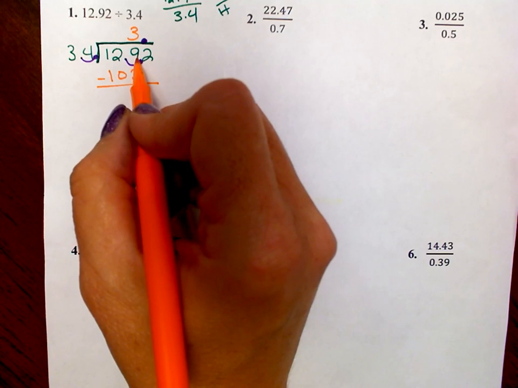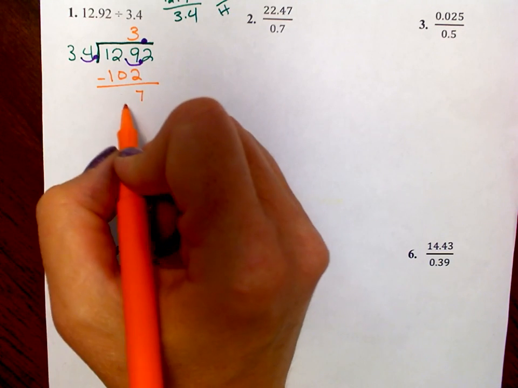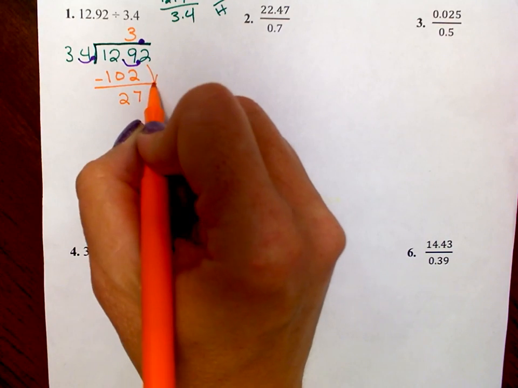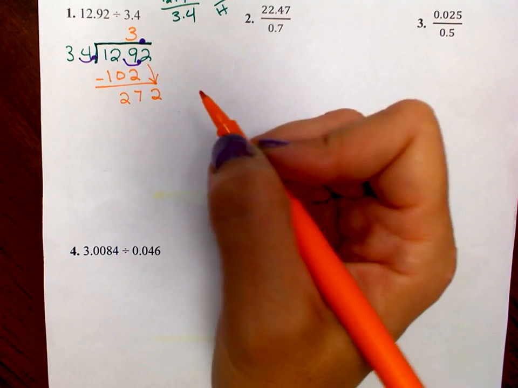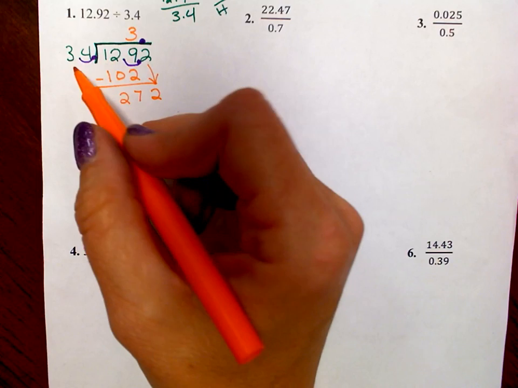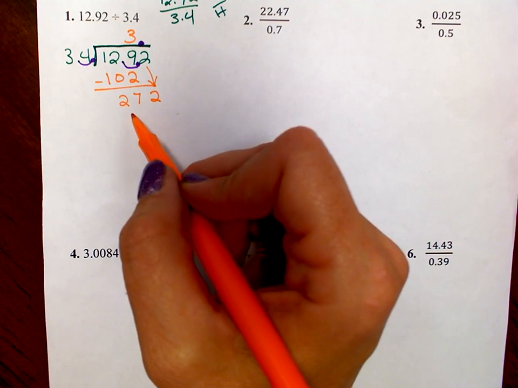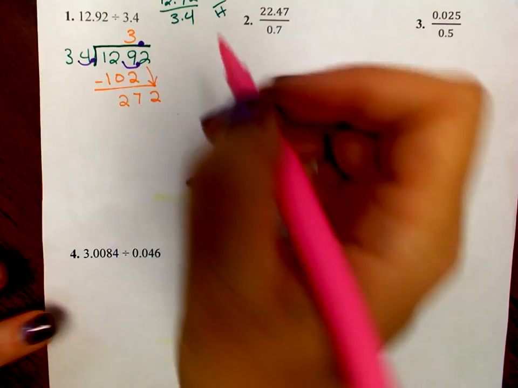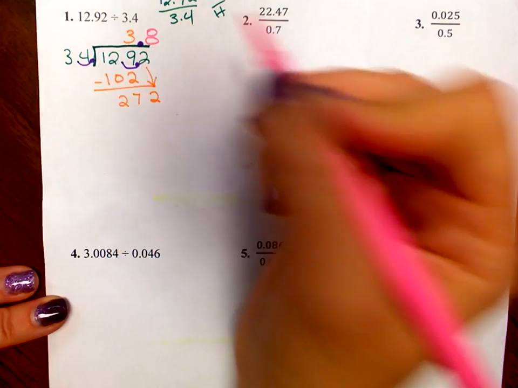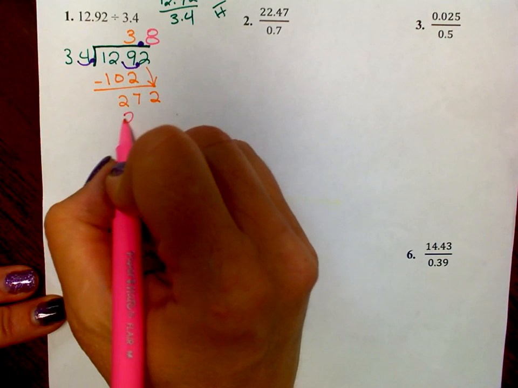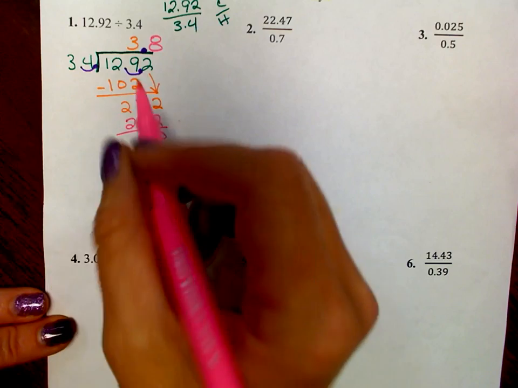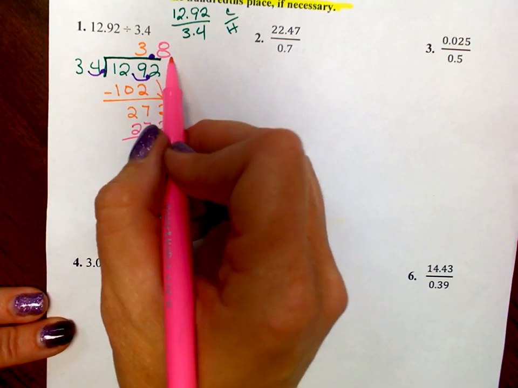So you have 9. I'm taking 2 away, that would be 7. 0 from 2 would be 2. You're going to bring down your 2. So now 34 can go into 272 8 times, and it's going to go in there evenly. Okay? So that is your answer.